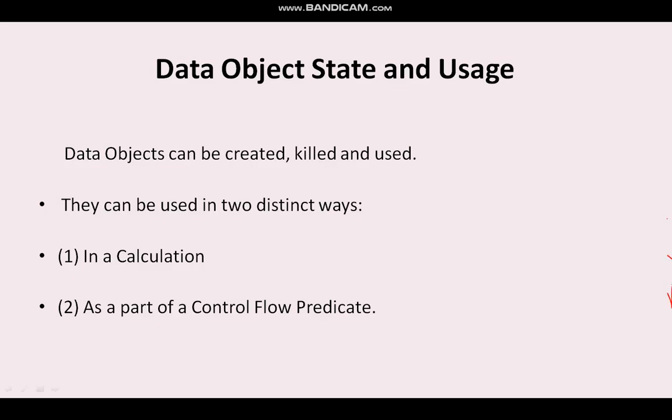Okay, so what is a data object actually? Data objects normally can be created, killed, and as well as used. They can be used in two distinct ways. Number one, in a calculation. Number two, as a part of the control flow predicate. So data objects can be created, killed, and used, in different ways like calculation and control flow predicate.